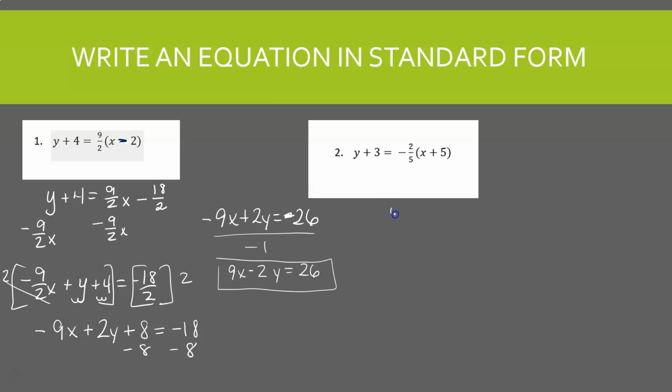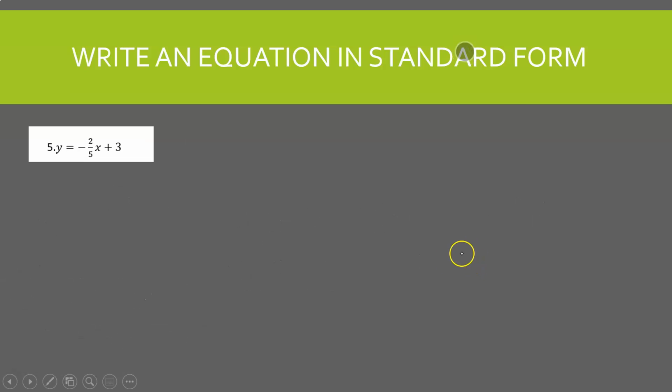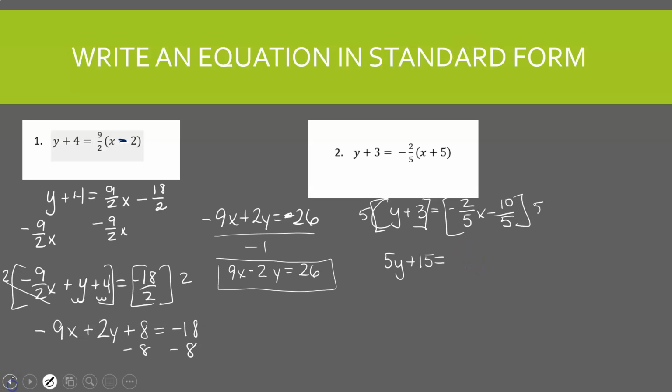Okay, I have y plus 3 equals negative 2/5 x minus 10 fifths. You know what? I know there's fractions, so I'm going to get rid of them right now. So I have 5y plus 15, because I'm multiplying everything by the denominator, equals negative 2x minus 10.